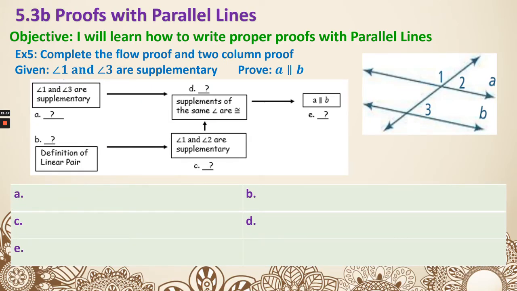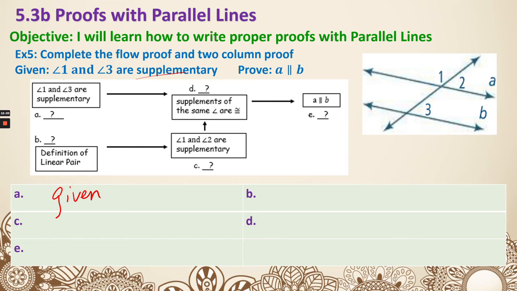Complete the flow proof and the two-column proof. So first, angle 1 and angle 3 are supplementary. That clearly is given because that's the given information. Next, for B, definition of linear pair.